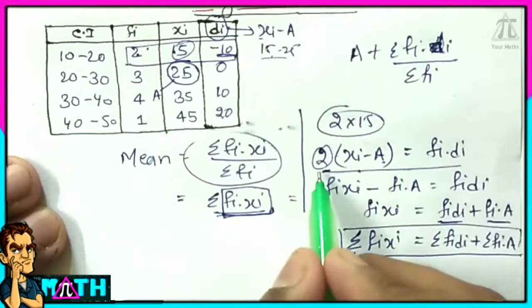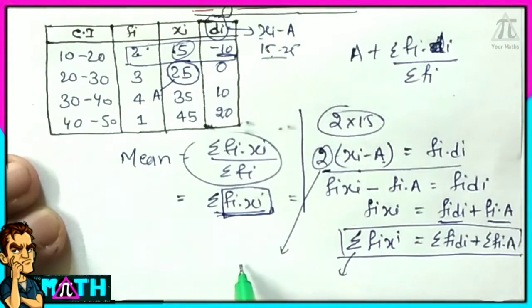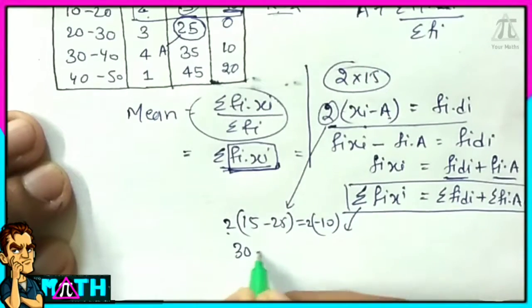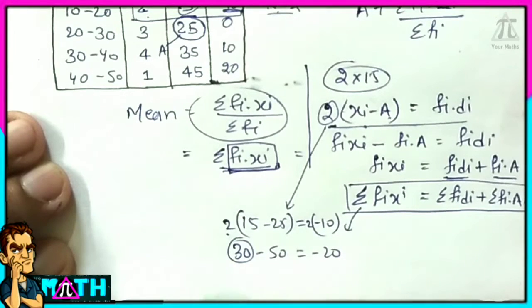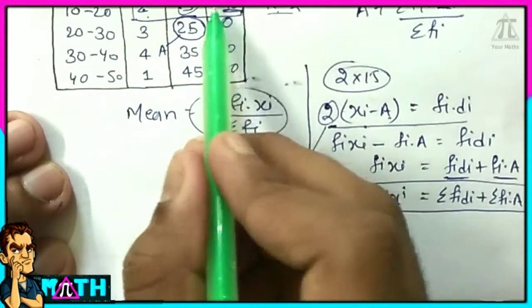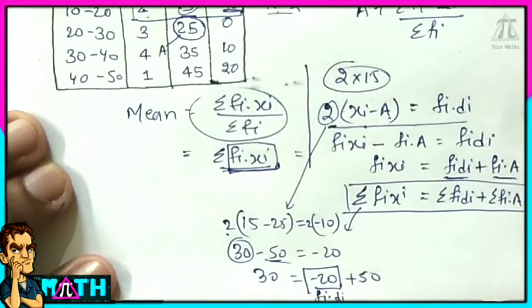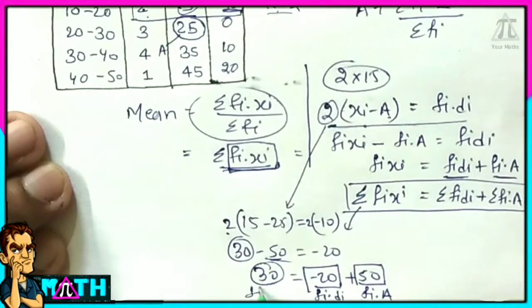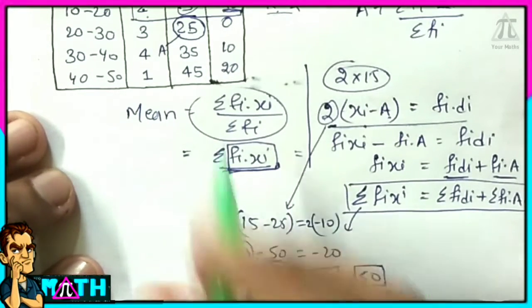Now let's verify it for the first observation's class. So we have done here xi minus a, which is 15 minus 25 is equal to minus 10, and you have multiplied 2, that is the frequency, and you get 30 minus 50 is equal to minus 20, and 30 is what? That's fi into xi for the first observation's class, and it is equal to minus 20 plus 50, and minus 20 is what? Fi into di for the first class, and 50 is what? Fi into a, and 30 is fi into xi for the first class, and it's valid for all observation classes.